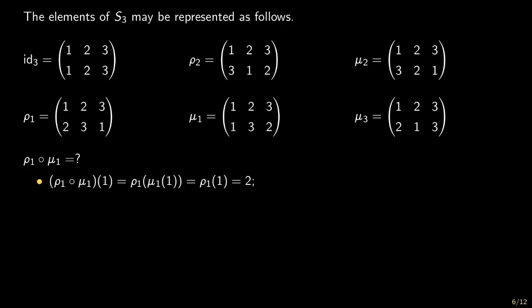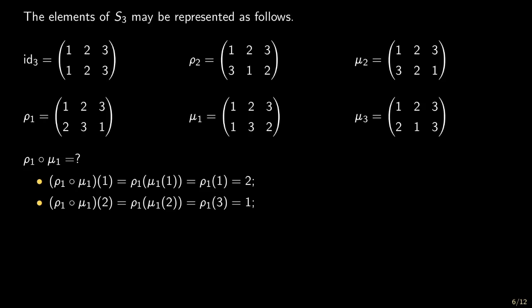Performing composition of functions, the image of 1 under mu 1: you look at mu 1, 1 goes to 1, so this is replaced now by 1. Now the image of 1 under rho 1 is 2, therefore the final image is 2. So the image of 1 under the product is 2. How about the image of 2 under the product? We do similarly. Mu 1 of 2 is 3. Rho 1 of 3 is 1. Therefore, the image of 2 under the product is 1.